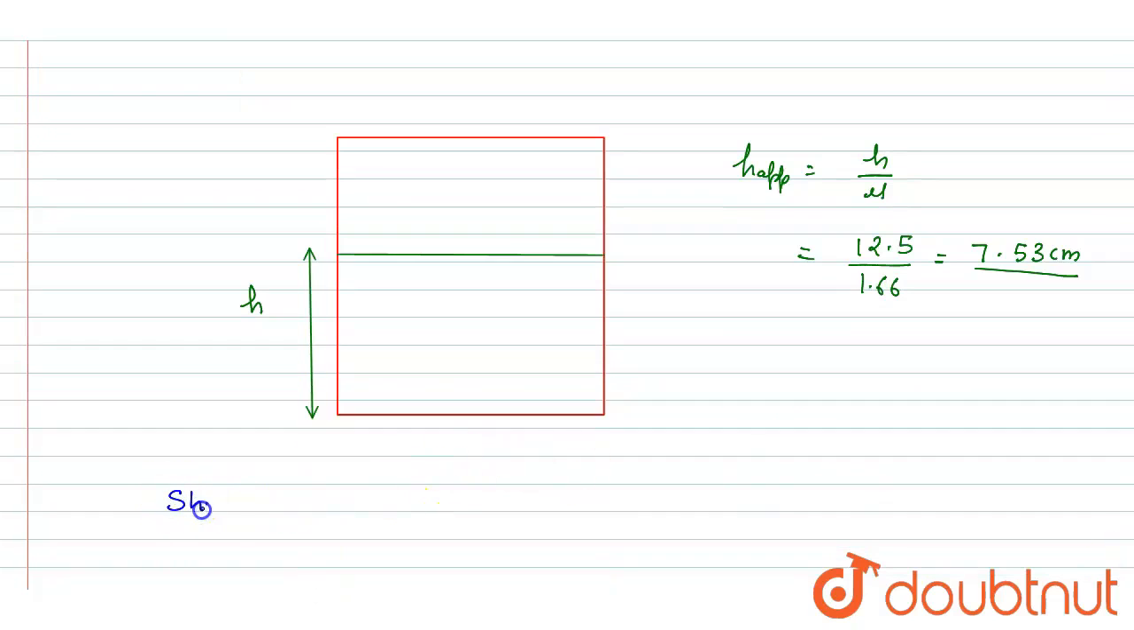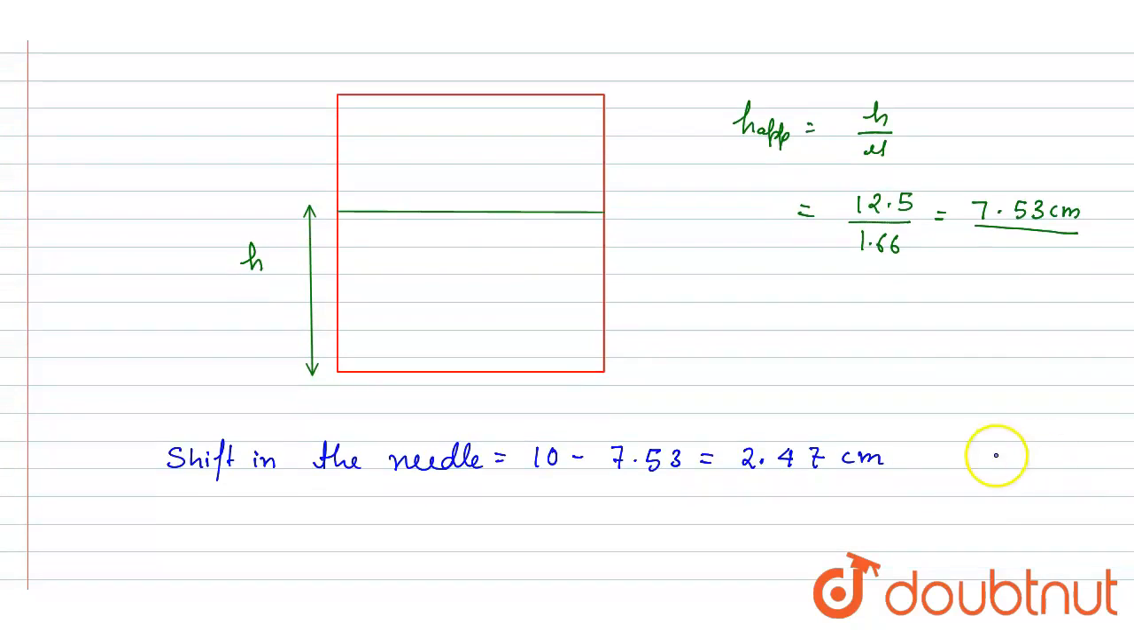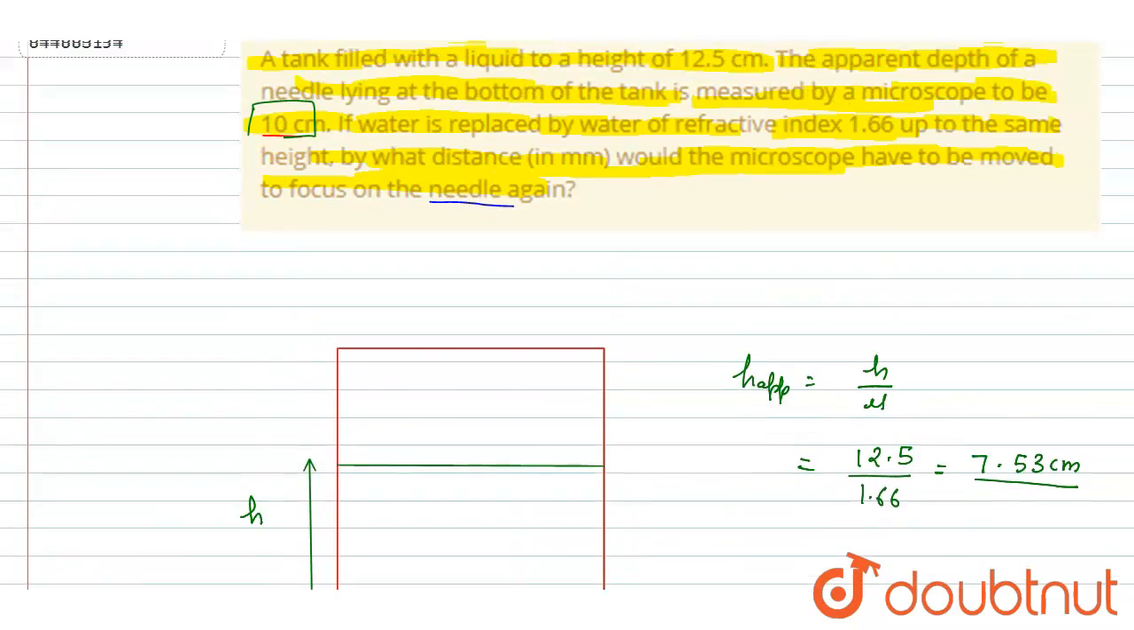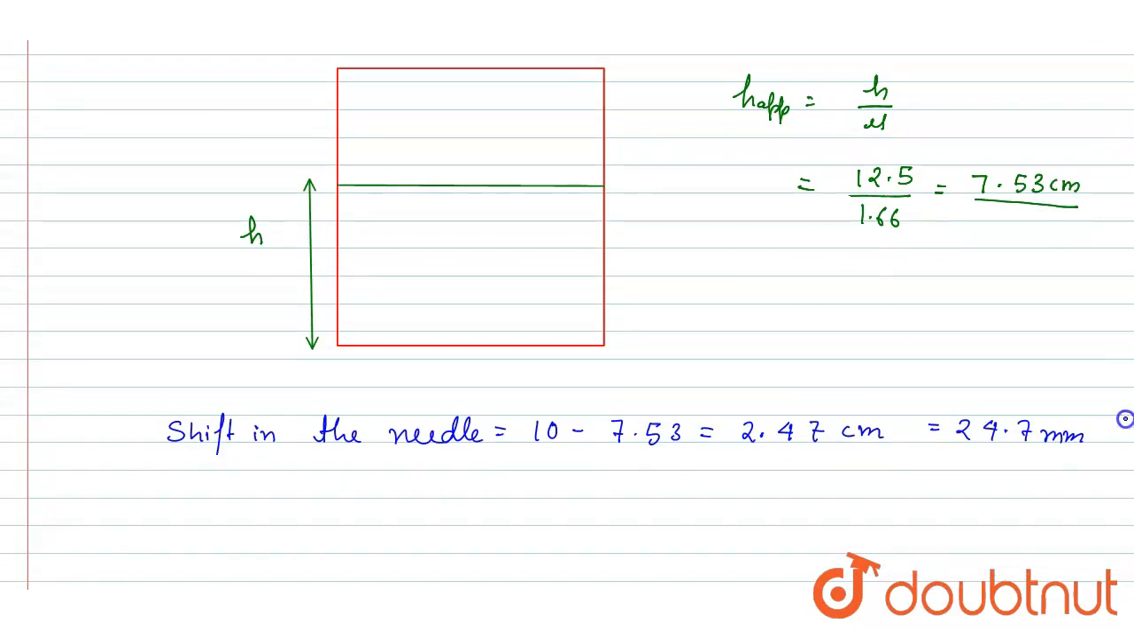So I will write the shift in the needle. It should be equal to 10 minus this distance, right? Because earlier the microscope was set to see this needle at an apparent depth of 10 centimeter, but now the apparent depth is this. So the microscope should be shifted this much, and this is equal to 2.47 centimeter. The answer is asked in mm, so we'll write it as 24.7 mm. Right? It is said that the distance is in mm, and this will be the answer of this question.